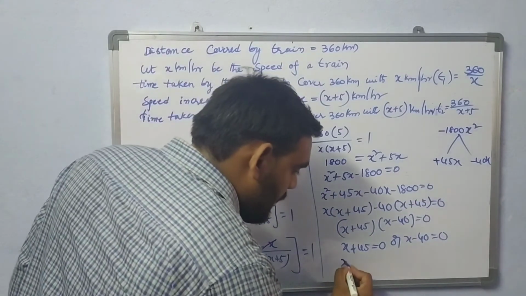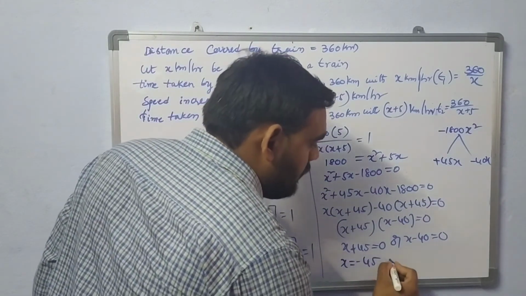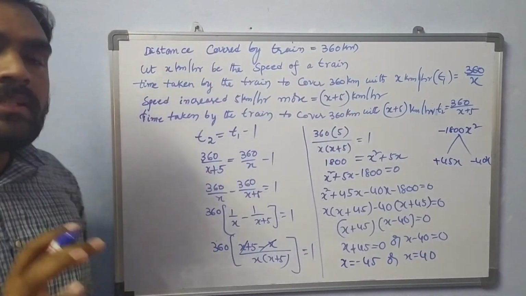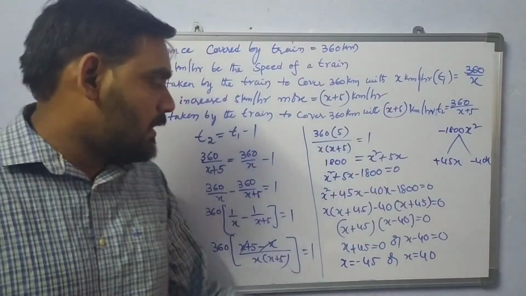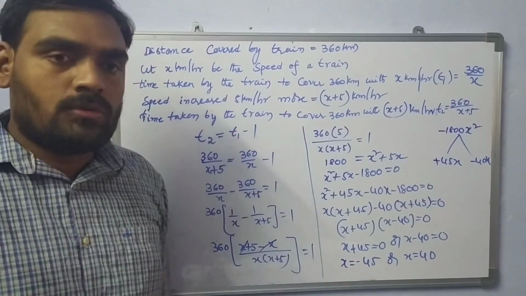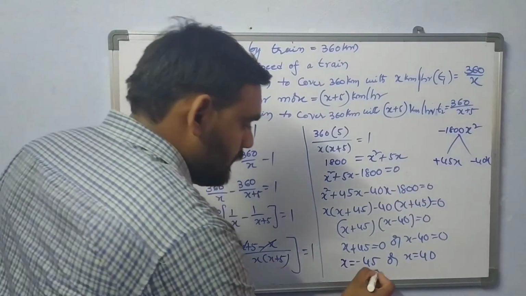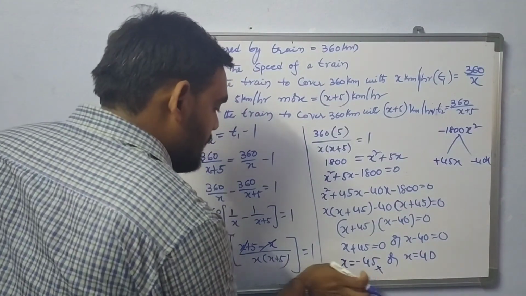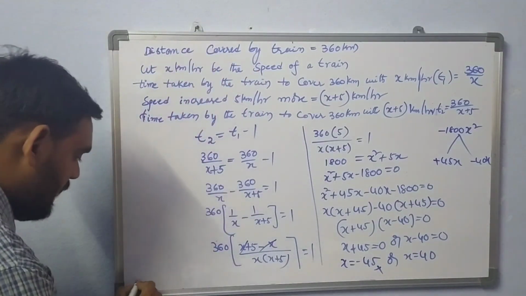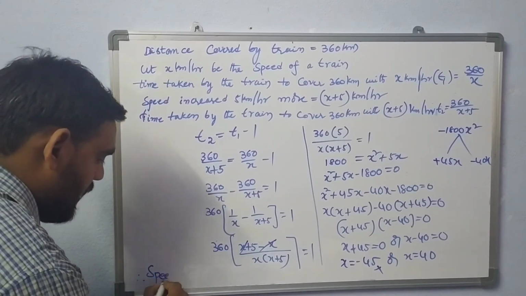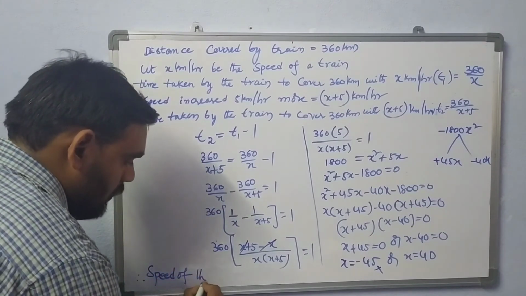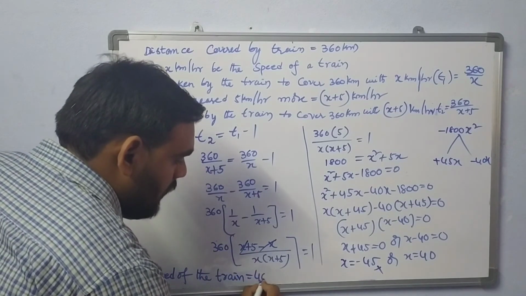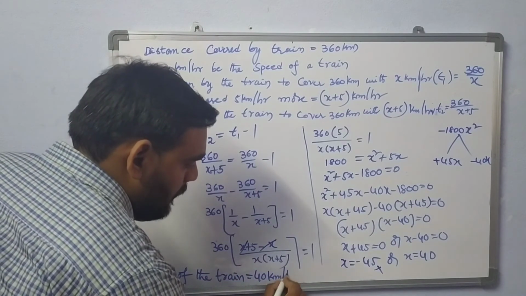Now we will get x is equal to minus 45 or x is equal to 40. Here the speed of the train is always a positive number only, so we should not take x is equal to minus 45. We must take x is equal to 40 only. Therefore, the speed of the train is equal to 40 kilometers per hour.